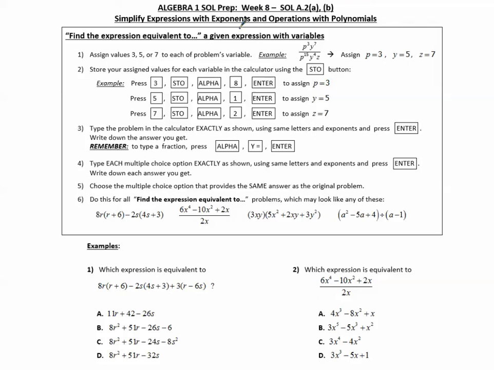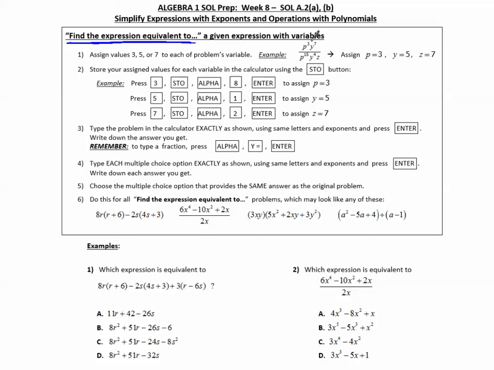Simplify expressions with exponents and operations with polynomials. Find the expression equivalent to. You'll see these directions, and when you do, you're going to be given an expression with variables.